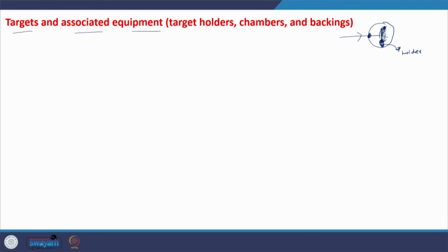Many times it is important to have a supporting material for the target to stay there during the nuclear reaction, which we call backings. So, you need to have a target holder, a target chamber, and backing materials. What are the considerations related to these targets and associated equipment?